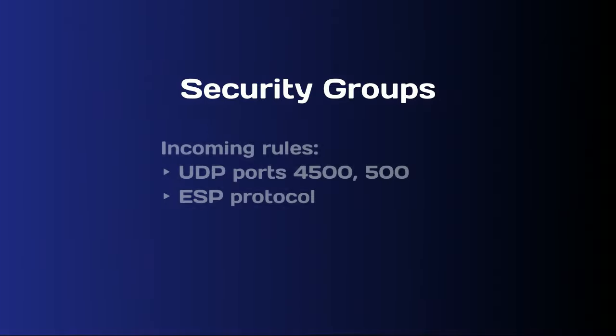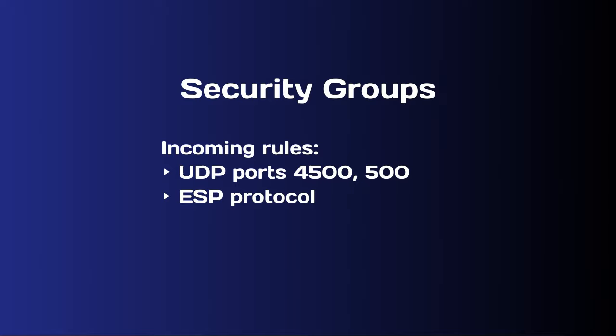If one of your nodes is in AWS EC2, you should ensure incoming traffic from UDP ports 4500 and 500 and incoming ESP traffic are allowed. For more information, consult the security groups video linked in the video description.